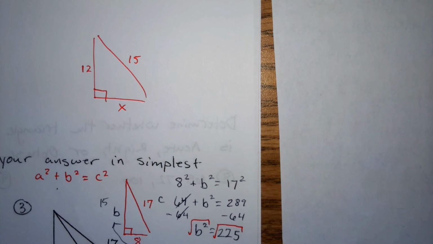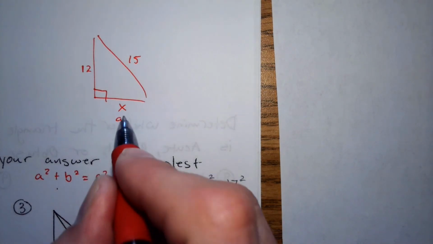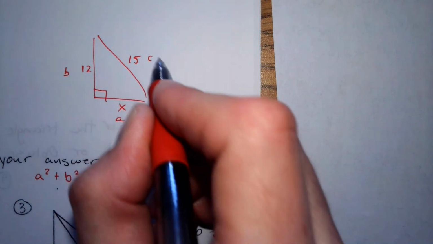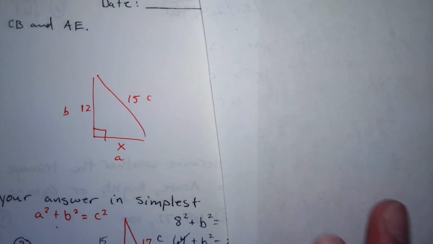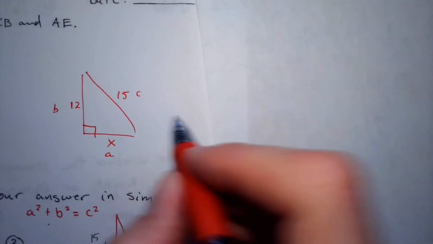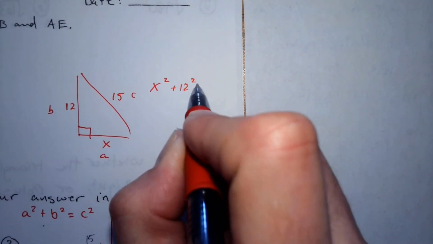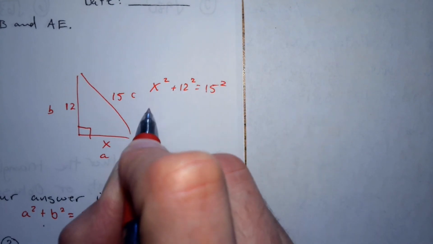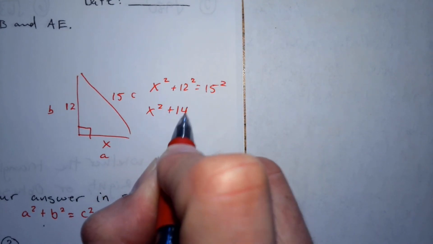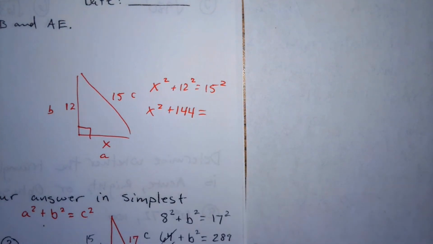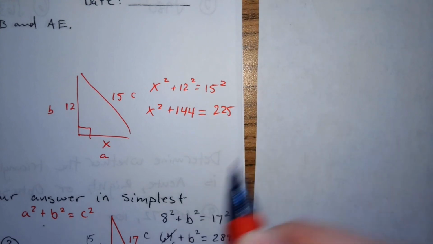that's 15 as well. And now, looking at the other triangle, I can do a squared plus b squared equals c squared. Once again, I'm going to say this is a, b, and c. So then I'll have x squared plus 12 squared equals 15 squared. So x squared plus 144 equals, we just saw that was 225.